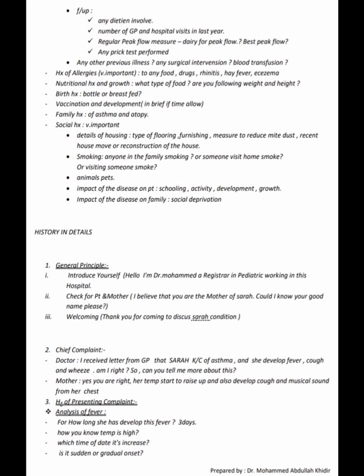Animals, pets. We will ask about the impact of the disease on the patient, like schooling, activity, development, growth. So his school activity, school performance, how the impact of this asthma is. Impact of the disease on the family, social deprivation present or not.